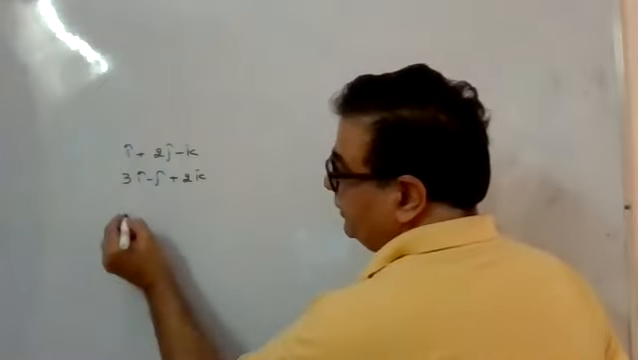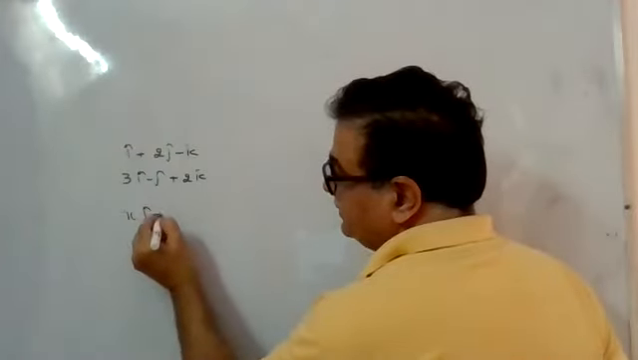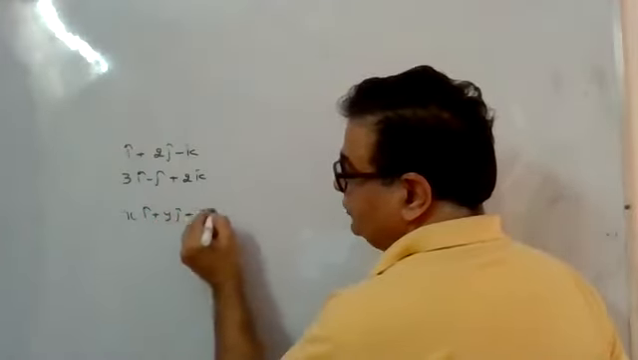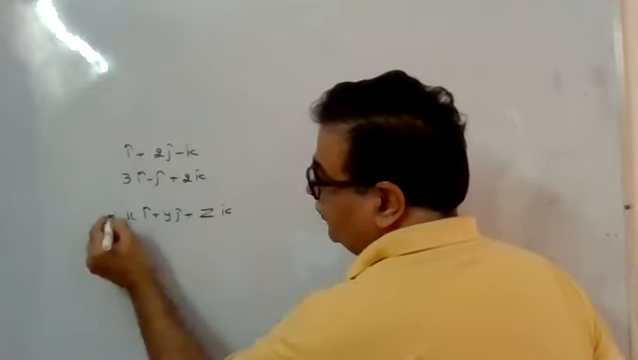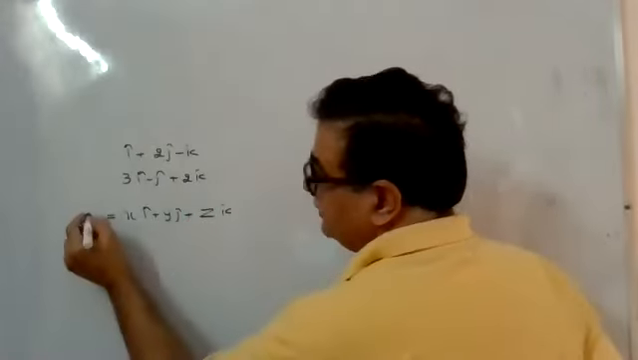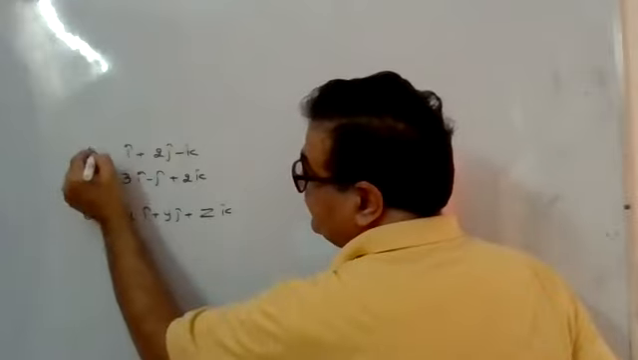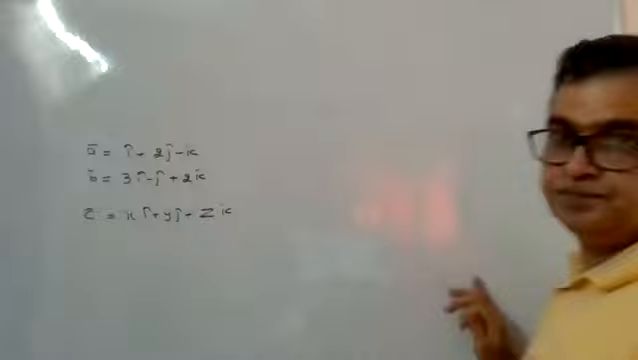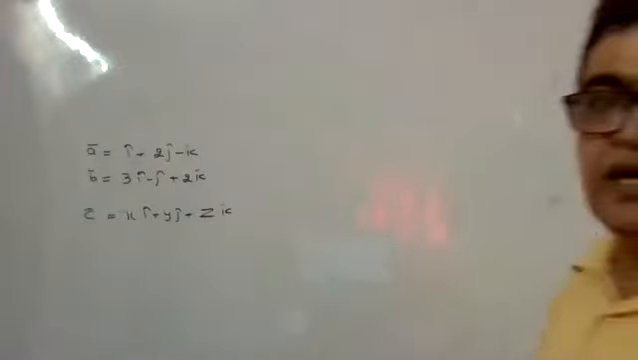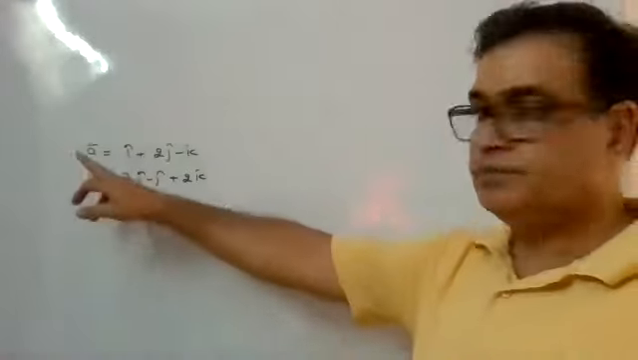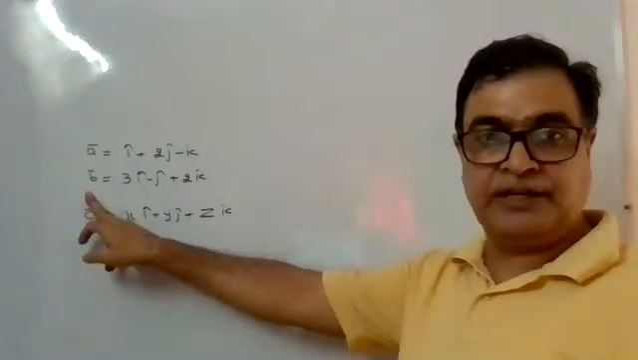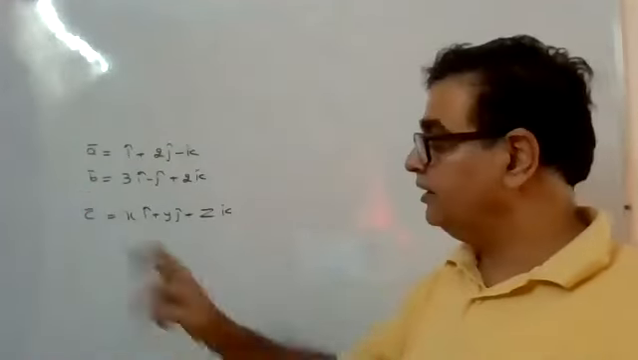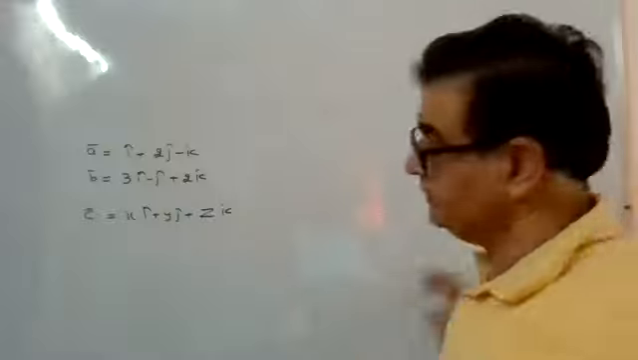Let that vector be xi plus yj plus zk. This is a new vector we want. Let this vector be C. This is vector A we are taking, this is vector B we are taking. So we have three vectors A, B and C. A vector and B vector are the given vectors. C is a vector which is a unit vector. It is given in the question.